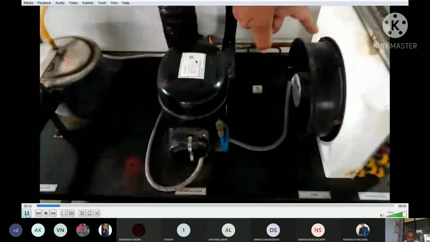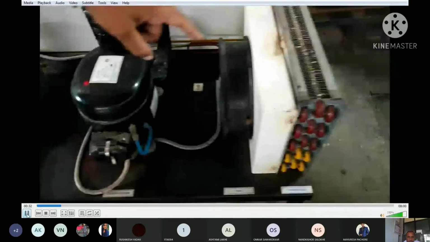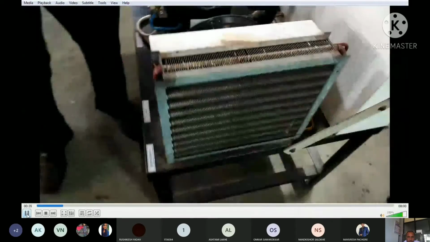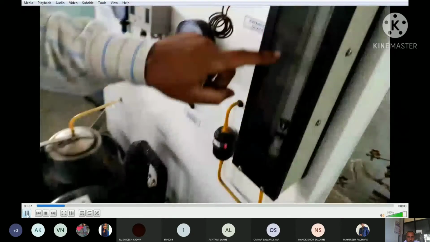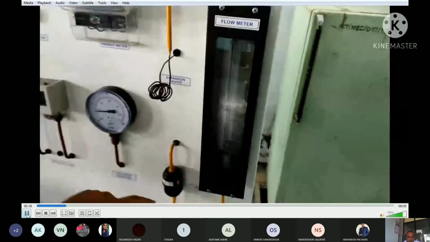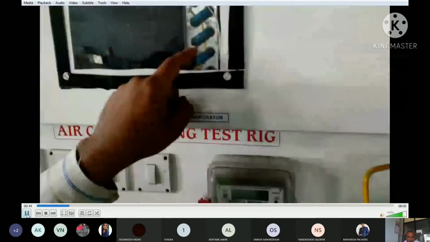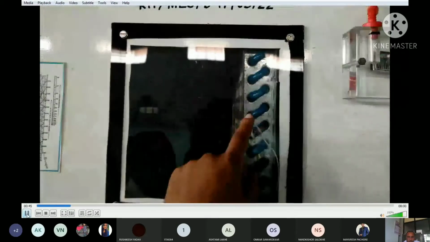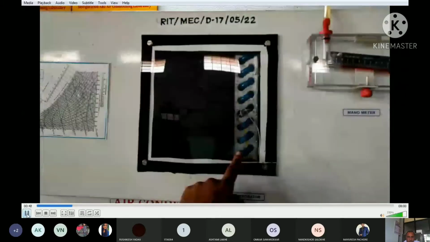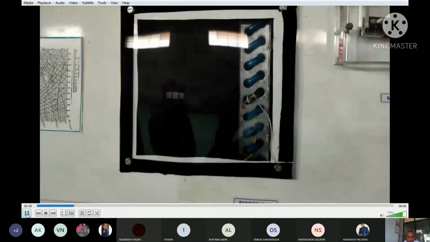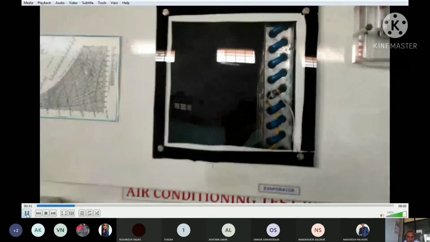Post condensation, air cooler condenser. Then it has a capillary tube. Before the capillary tube, there is a flow meter. Then there are cooling coils which are inserted in an air handling unit. These are the cooling coils which are inserted in the air handling unit.